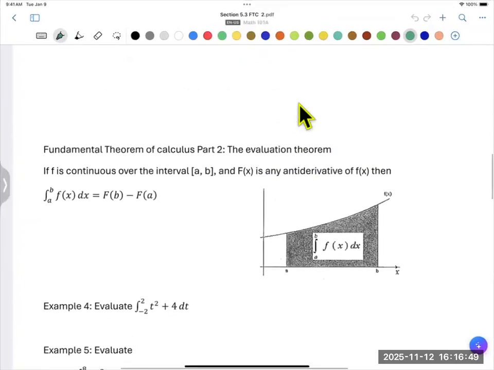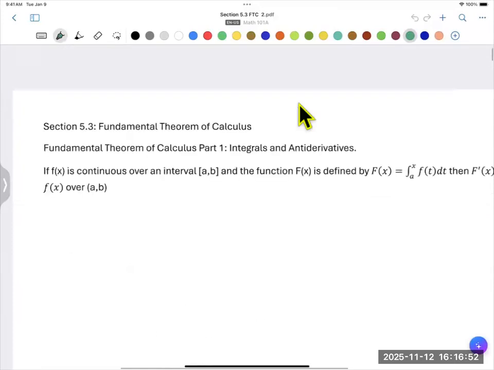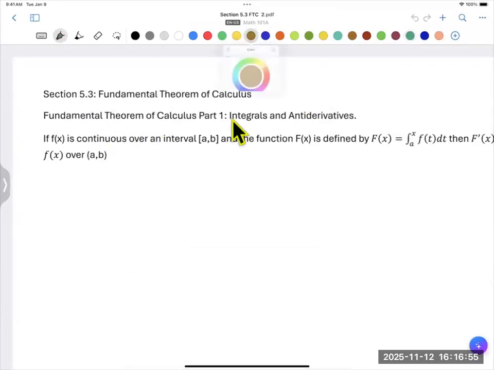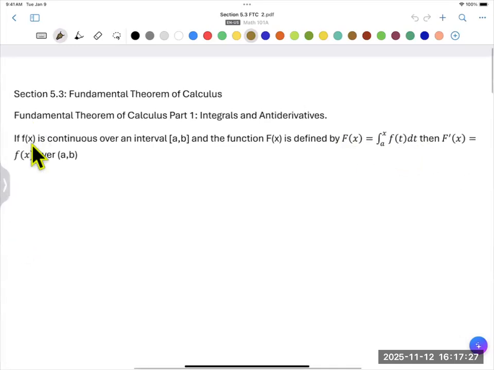So how do we talk about the fundamental theorem of calculus? Part one is about the integral and antiderivative and what that actually is. It says that if you have a function f that is continuous over an interval [a, b], and the function F is defined by the antiderivative of f(t), then the derivative of this function F will be the original function.